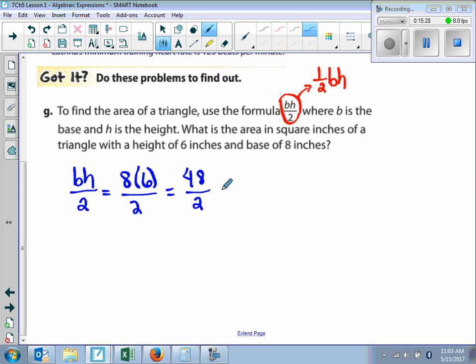And then we're going to divide by 2. And then 48 divided by 2 is? 24. And then what are my units going to be? Inches squared, because we're looking at area. Very good.